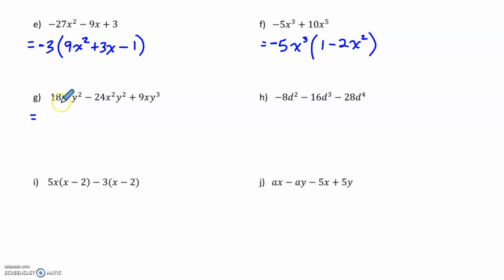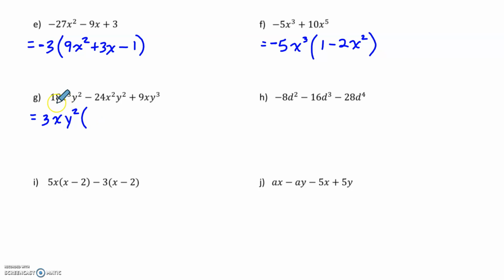So what number divides into 18, 24, and 9? Well, 9 goes into 18, but it does not go into 24. 3 goes into 9, 3 goes into 18, 3 goes into 24, so I'm going to have a 3 out front. The 3 is positive because my first term is positive, and we want to keep it that way. Now let's look at my x's. I have x cubed, x squared, and x. So my smallest degree would just be x. I have y squared and y cubed, so I'm going to do y squared. All right, that's what I'm dividing each term by.